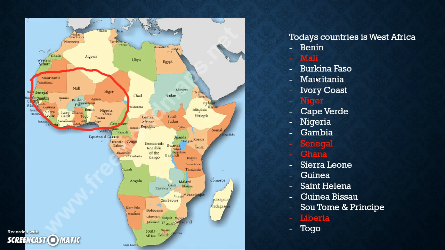Now take a second to pause this video, outline the area of West Africa on the map in your packet, as well as copy down 5 current day countries in West Africa. I highlighted 5 in red, but you can copy down whichever ones you'd like.